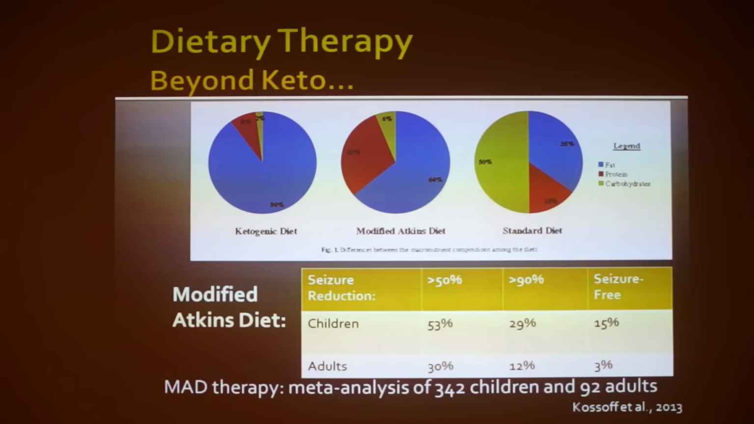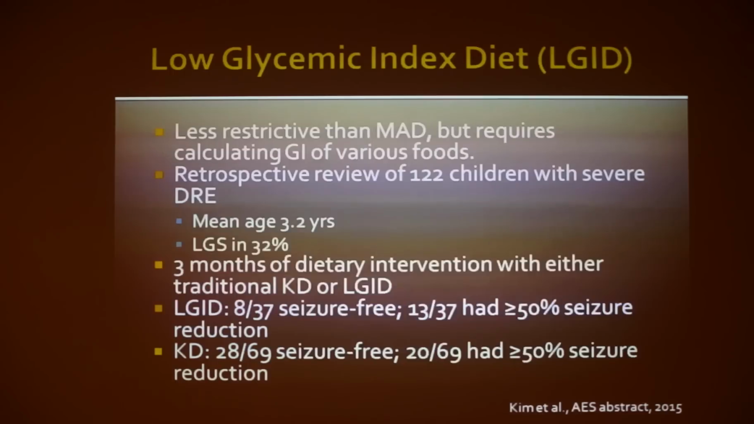Unfortunately, these diets often are quite difficult for adults and teenagers to stick to, so there's now been an interest in an even less restrictive diet, the low glycemic index diet. And it turns out, in fact, that even restriction of carbohydrates with planning under a low glycemic index regimen can be almost as effective as the traditional ketogenic diet.